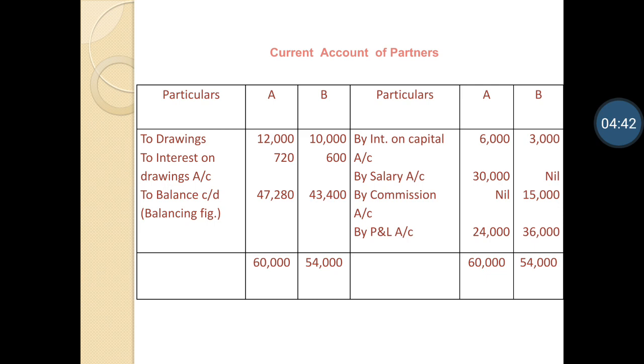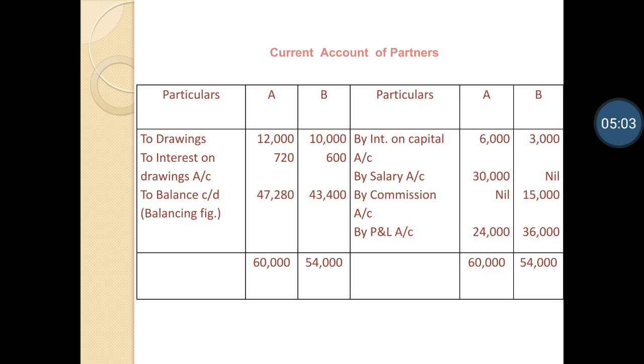In short, in the second method, we are splitting the capital account, which is prepared with the fluctuating capital method, into two different accounts. One is a capital account and one is a current account. The balancing figure is mentioned on the debit side. This is the way we prepare a capital account and current account.